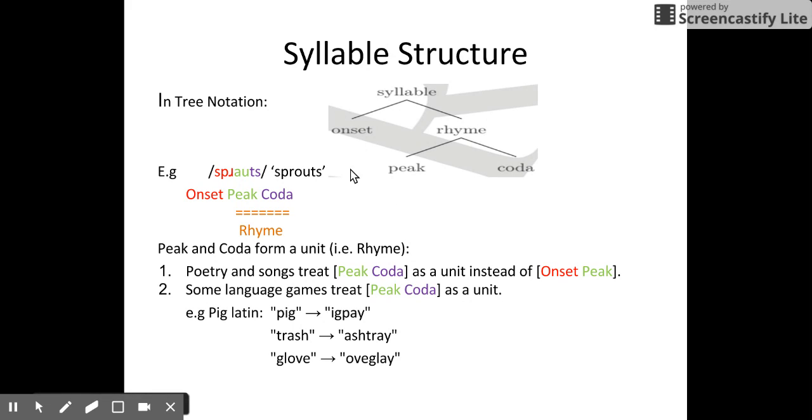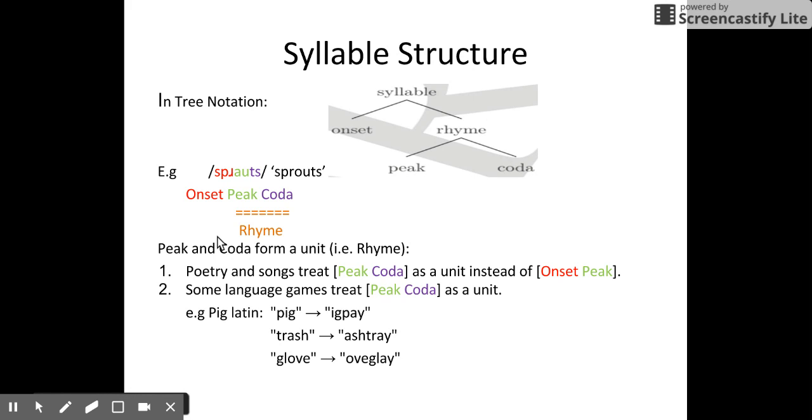So let's think about this tree structure again. Actually, we have three kinds of elements: onset, peak, coda. Why do we want to group peak and coda together? Alternatively, we can group onset and peak together, right? Or just have a trinary tree structure. We have three branches, everything is equal. Why do we want to group peak and coda together? There's a reason behind this.